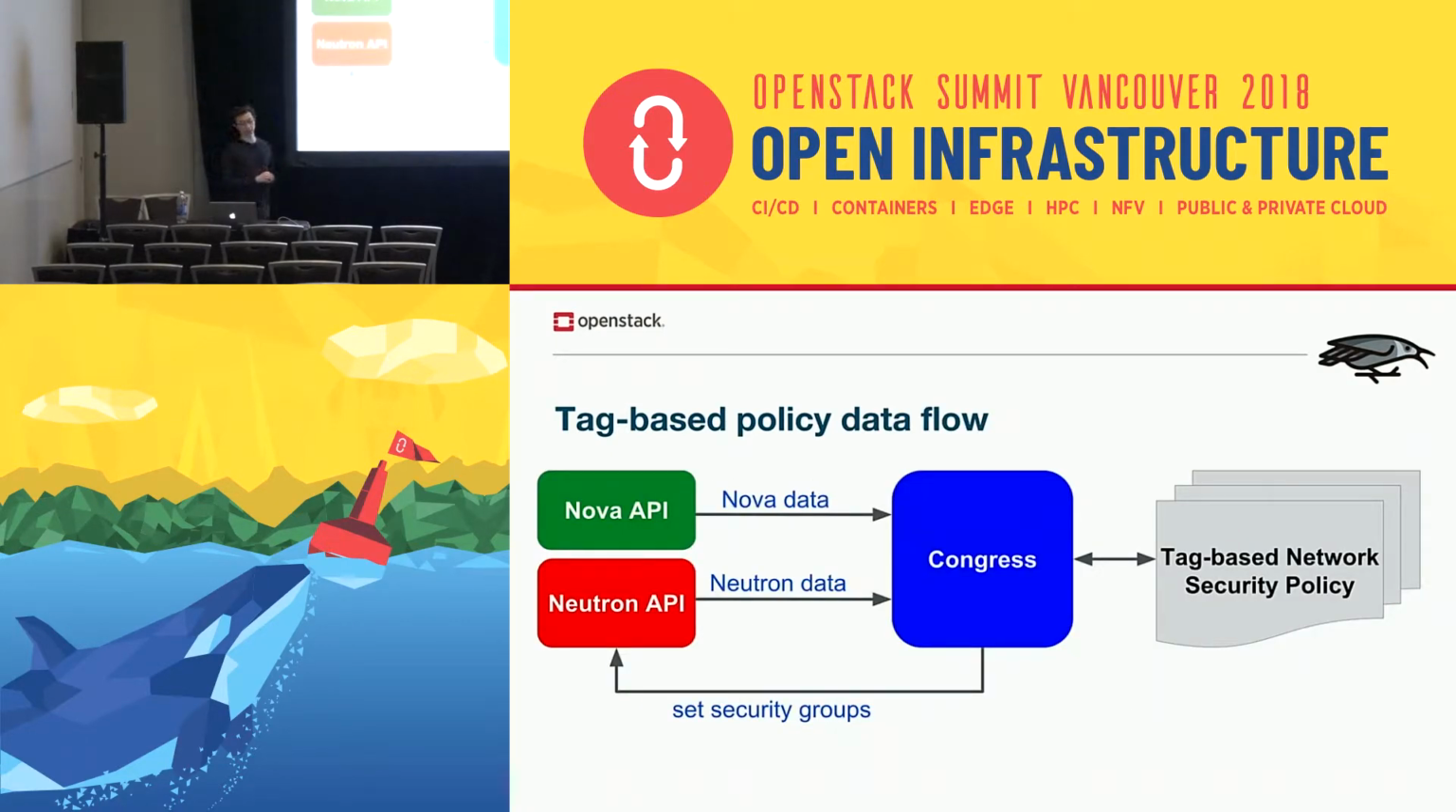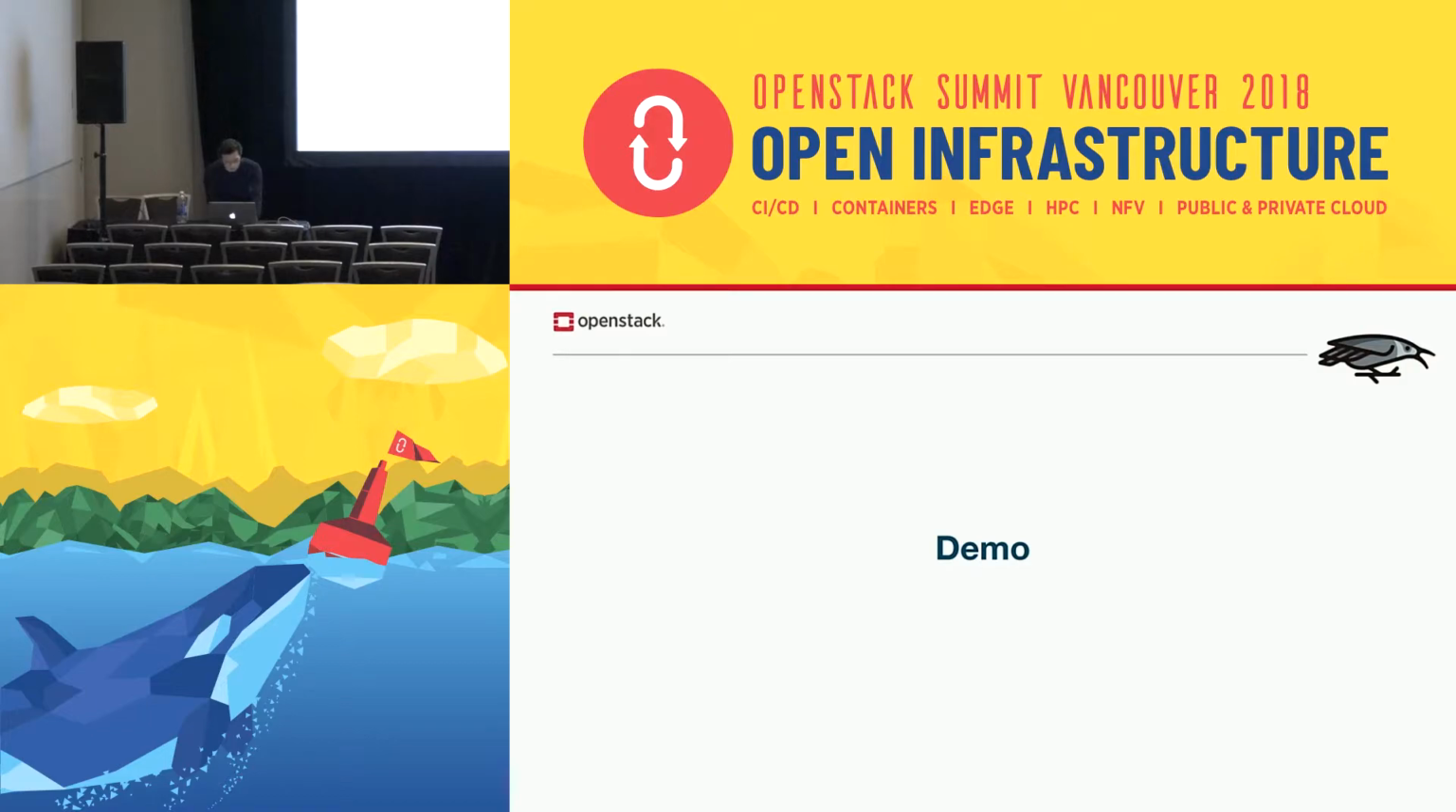Here's a sketch of the data flow. Congress will obtain data from Nova and Neutron through the APIs. This is the information about tags, information about security groups, and all the other related information about your cloud. Congress then evaluates the tag-based security policy in relation to the data obtained and determines what changes are needed. Finally, Congress will set the security groups via Neutron API. Now let's see a quick demo of this. Let me switch over.